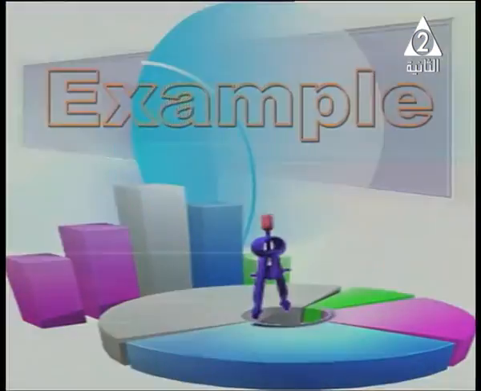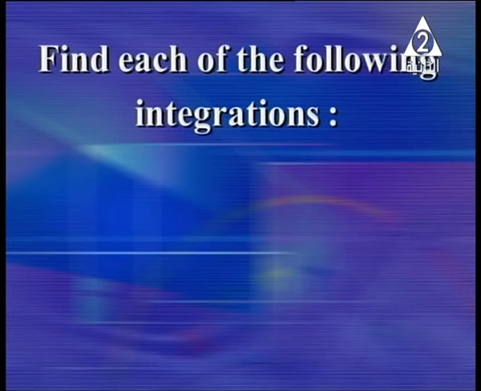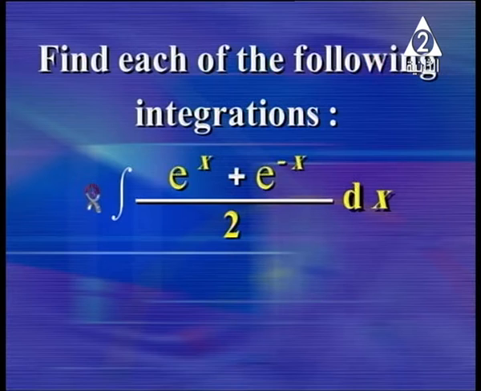Example. Find each of the following integrations. Integration of e power x plus e power negative x over 2 with respect to dx. Remember, dear student, we have two functions, e power x and e power negative x, over 2, or multiply e power x plus e power negative x inside a bracket multiplied by half. Half is a constant.